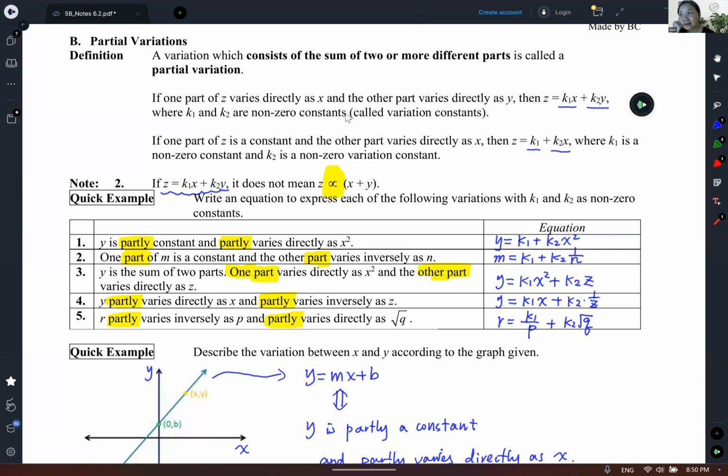To summarize, if the word jointly is used or is not used, it's joint variation anyway. If the word partly is used, then it's a partial variation. Definitely partial variation.